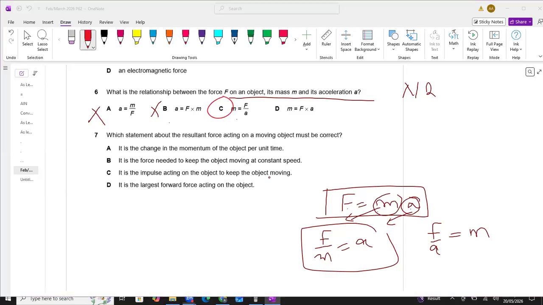Let me tell you one thing here, students. This is not for a single force. This formula is basically for the resultant force.